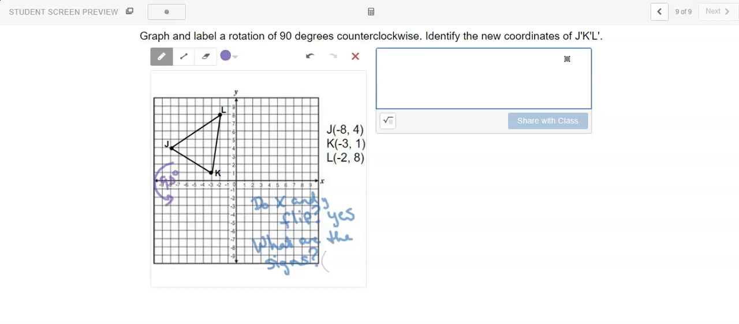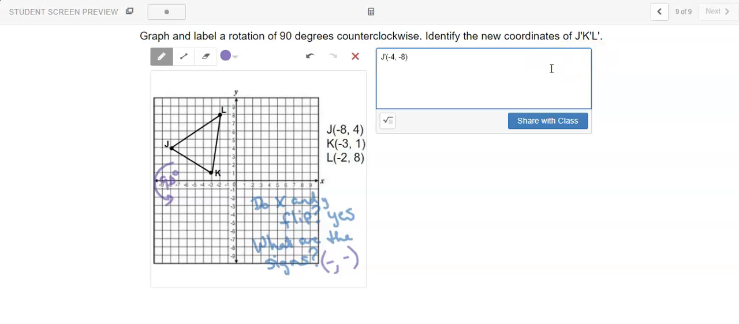If you look at it, the x values in this section are negative. So the x values are negative, and the y values are also negative. So I need to flip all of my x and y values and then change the signs so that they are negative. So I have J prime. It was an 8 and then a 4. Now it's going to be a 4 and then an 8. And then I'm going to make both the x and y negative.